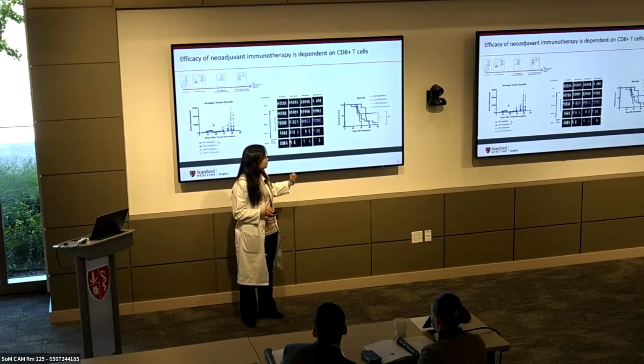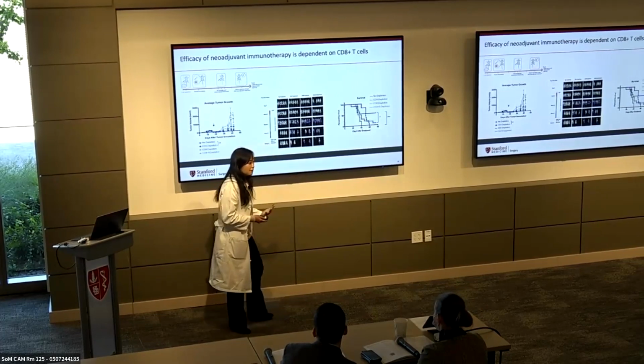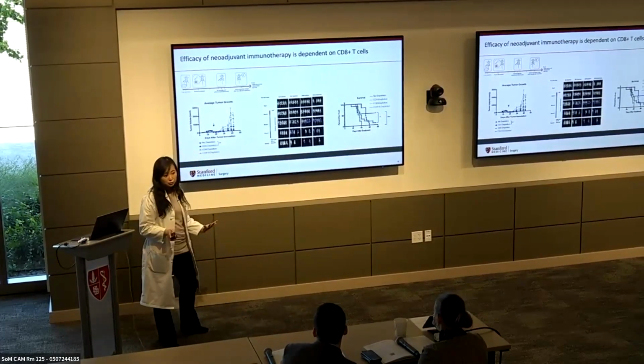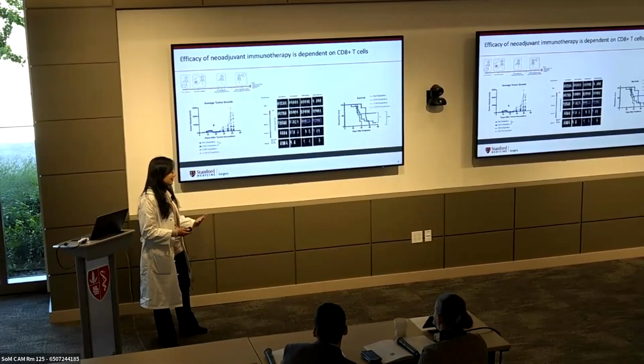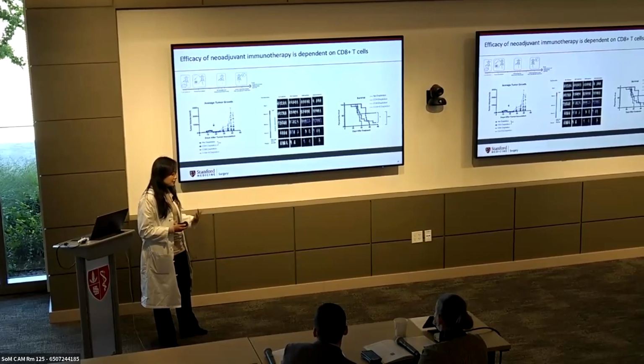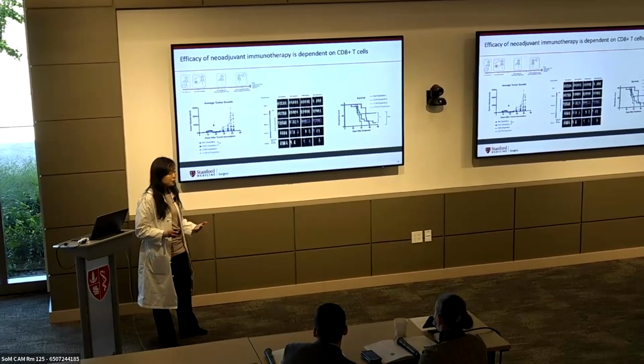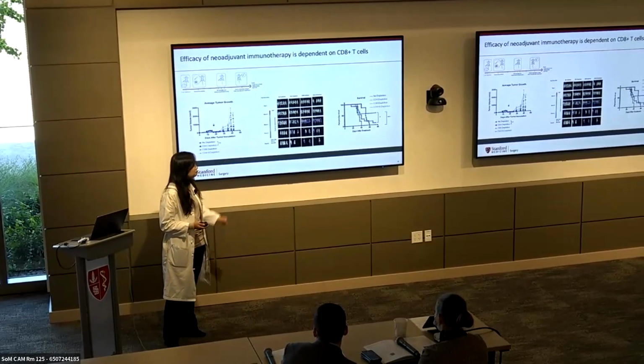So on the survival plot, again, we saw that T cells play a very vital role in this therapeutic efficacy. Mice that had both CD4 and CD8 T cells responded as expected to neoadjuvant immunotherapy, whereas mice that had depletion of both populations of T cells all died.